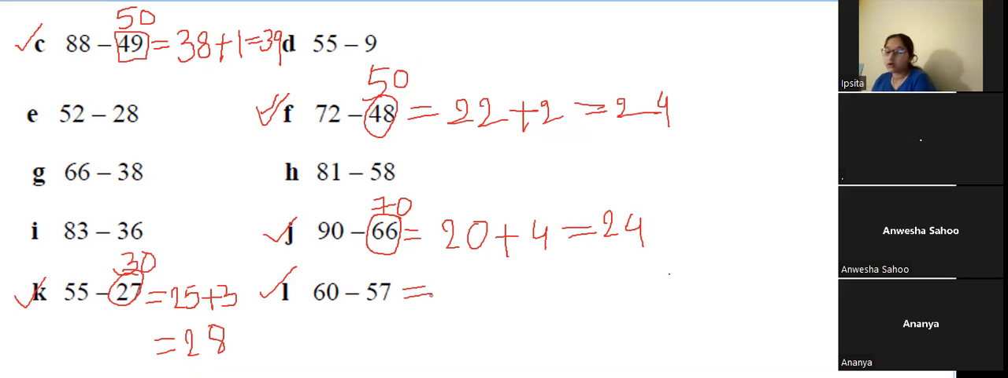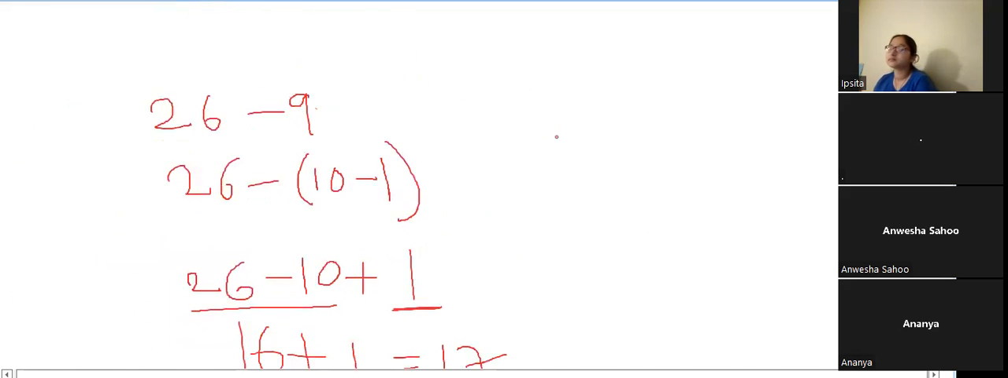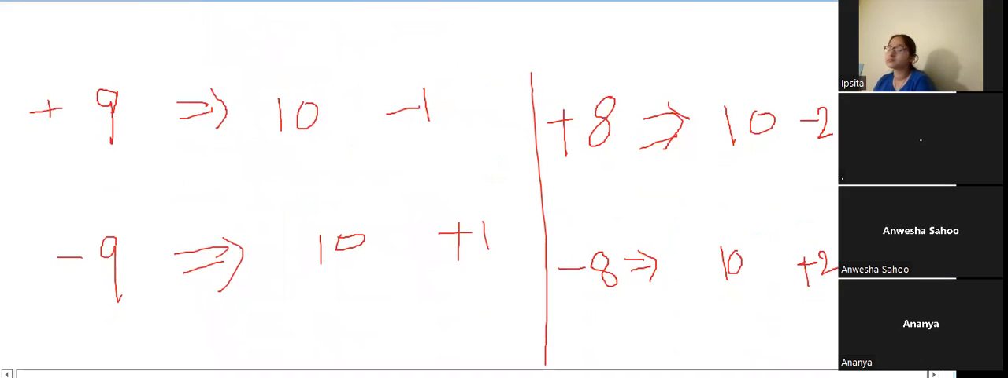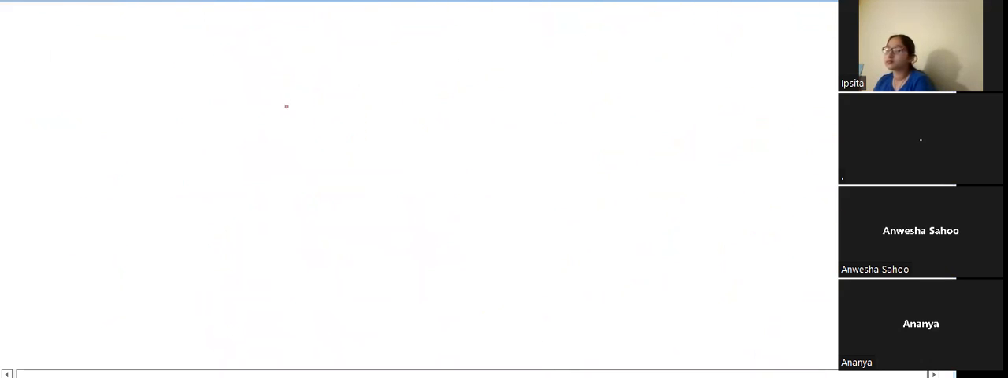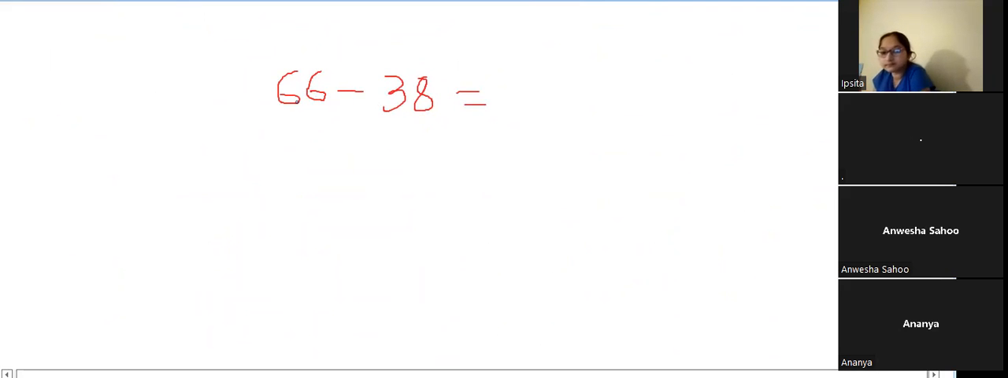All right, let me explain this G, 66 minus 38. All of you see here carefully. 66 and 38, right? Here I'll add 4, this becomes 70. If I add the same 4 here also, it becomes 42.